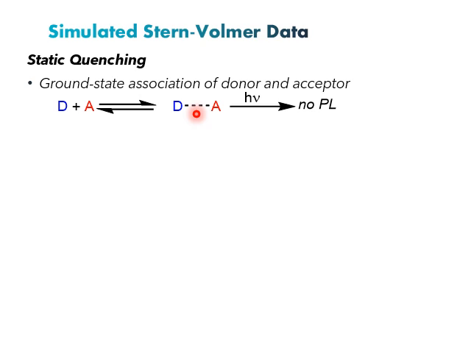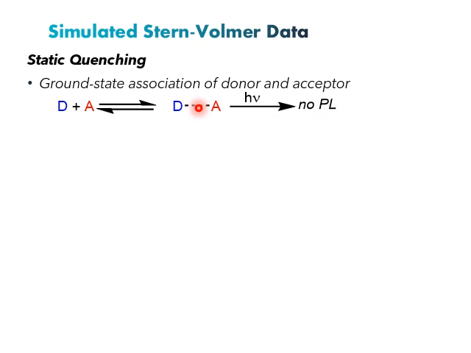It can be hydrogen bonding, it can be pi stacking, it can be a coordination interaction, but something that brings the two together and associates them with each other in the ground state. So the molecules of D that are free, the ones that are unassociated, they undergo luminescence as they normally would. But once they associate with each other, the donor and the acceptor, when you excite the associated pairs, you don't see any photoluminescence at all. So basically this whole thing is completely quenched.